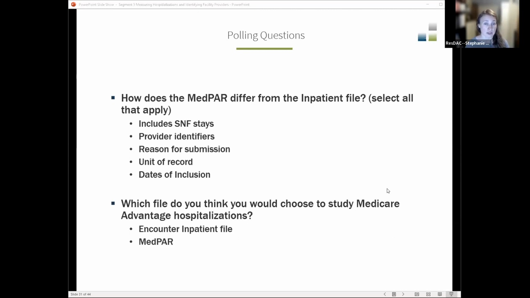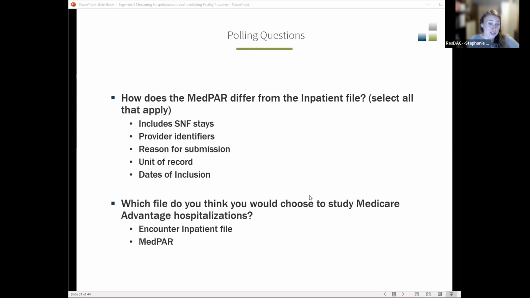The unit of record is different. So the MedPAR is stay level, whereas the encounter data is service level, but includes service and chart reviews. And then the dates of inclusion are slightly different as well. One is based on discharge date and one is based on claim through date.